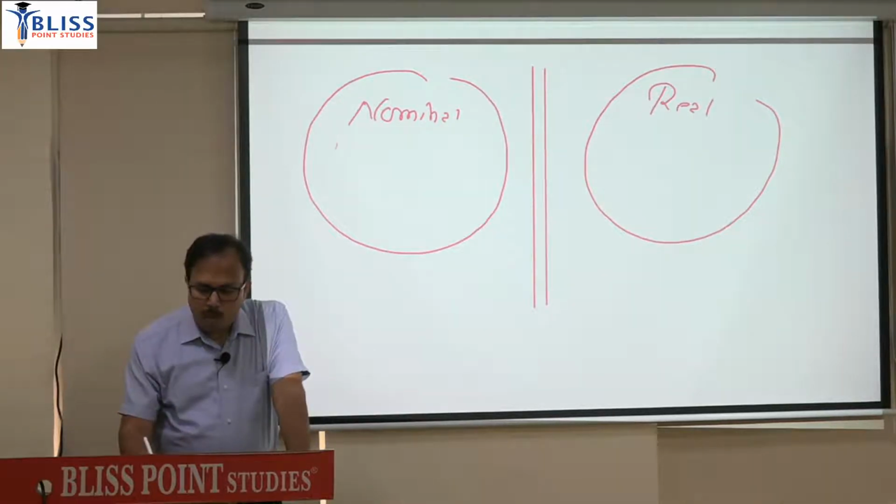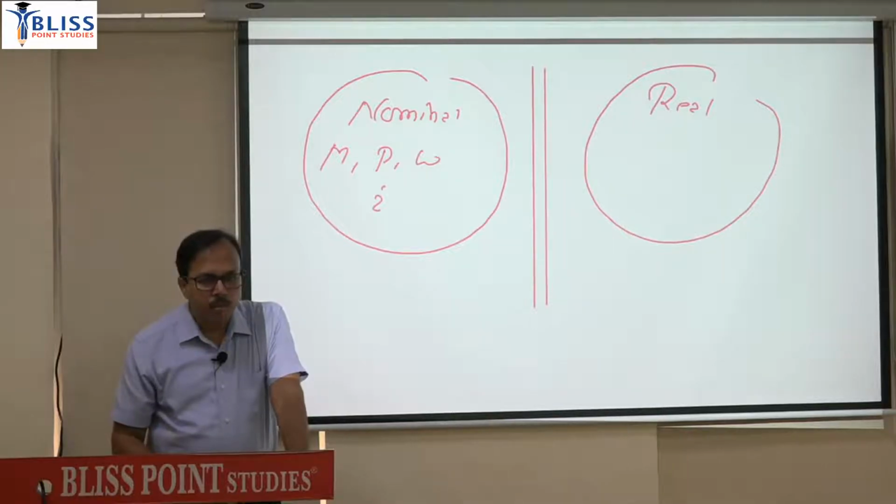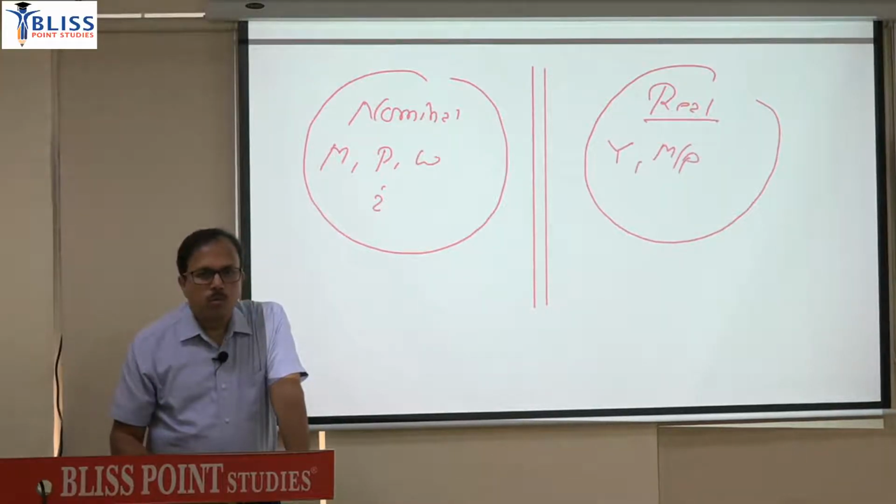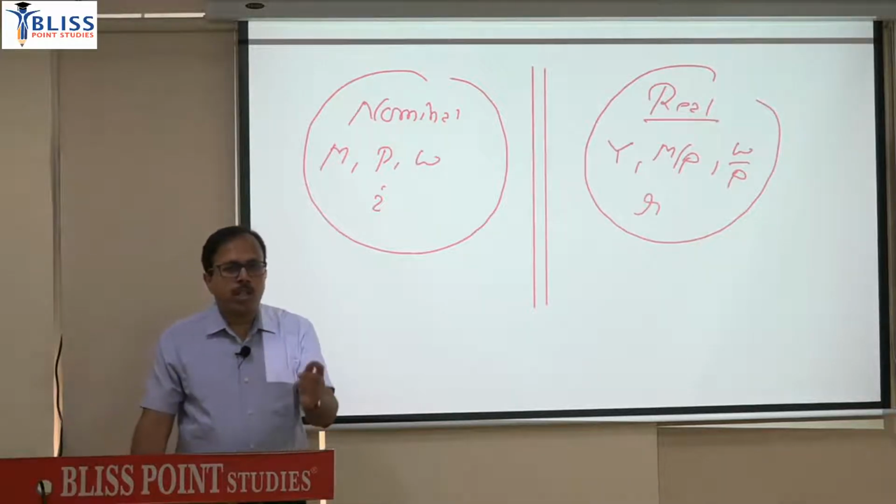Like nominal means nominal money, nominal wage, money नॉमिनल है, price नॉमिनल है, wage नॉमिनल है, rate of interest नॉमिनल हो सकता है. और जो real concept है वो क्या आएगा? इकोनॉमी का आउटपुट रियल है. मैंने अगर M को P से डिवाइड कर दिया तो रियल हो गया, W को P से डिवाइड कर दिया तो रियल वेज हो गया. वैसे रियल इंटरेस्ट रेट होता है, रियल एक्सचेंज रेट होता है.